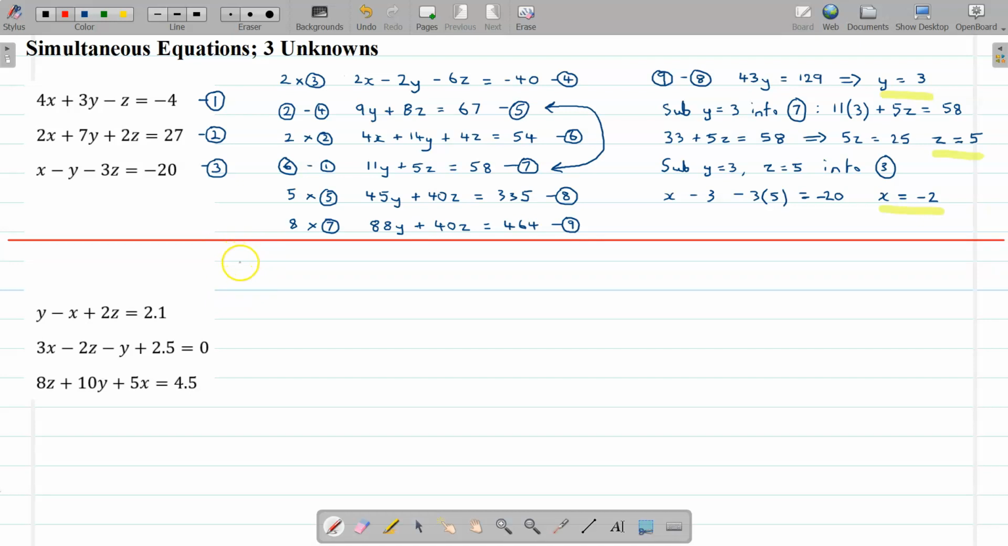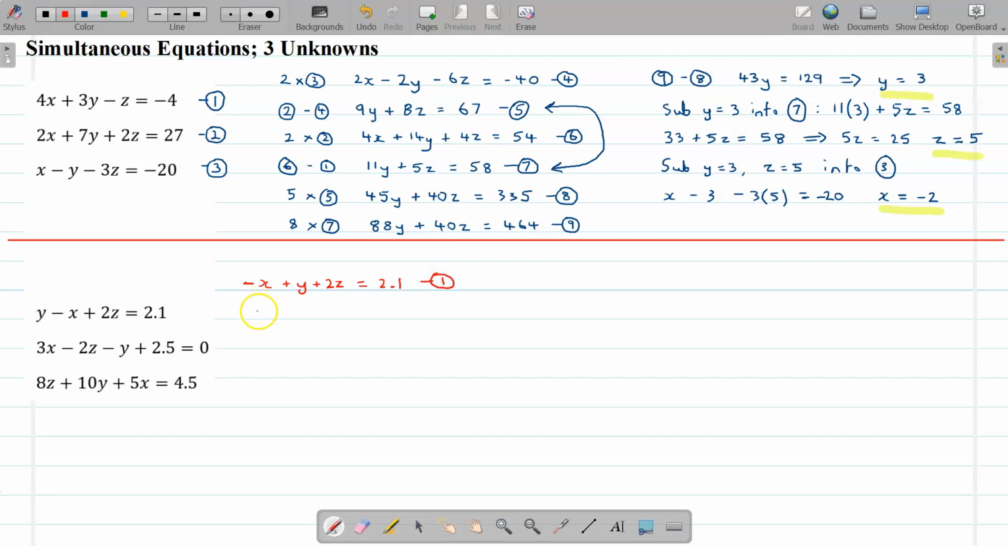So the first one I'm going to rearrange to give me minus x plus y plus 2z, and all of that equals 2.1. Okay, so that's the first one, just rearranged. And I'm going to call that one equation 1.